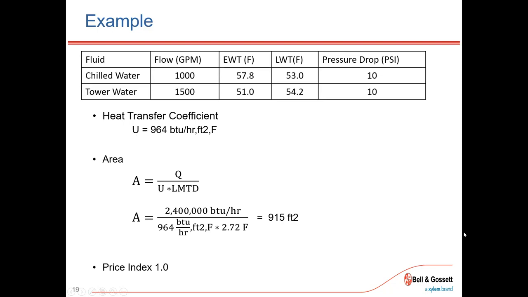Now, what we're doing here is we're just trying to determine, now that we have our LMTD, we're going to plug in, we know our load, we know our LMTD, and we're going to use a heat transfer coefficient that's pretty standard generally in the industry with a 10 PSI pressure drop. And so we're going to use 964 BTUs per hour per square foot. So we plug all that in, it gives us a required surface area of 915 square feet. So this is just what we're going to use as a base example. And so we're going to say, all right, price index, let's say that this is the value one that we're in reference to.